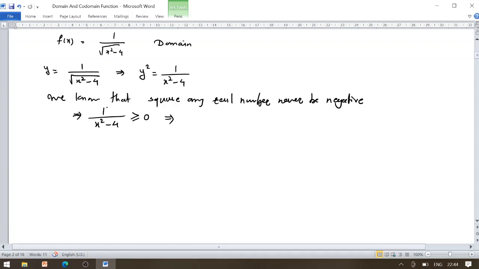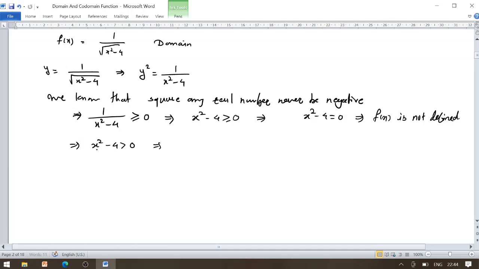The numerator is 1, which is a constant, so the sign of the given rational expression depends upon the denominator. So the denominator x square minus 4 is greater than or equal to 0. But since x square minus 4 lies in the denominator, once x square minus 4 equals 0, f of x is not defined at that point of x. That means we have to consider x square minus 4 strictly greater than 0.